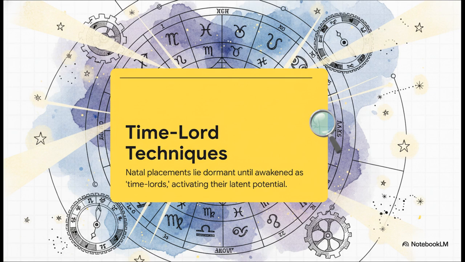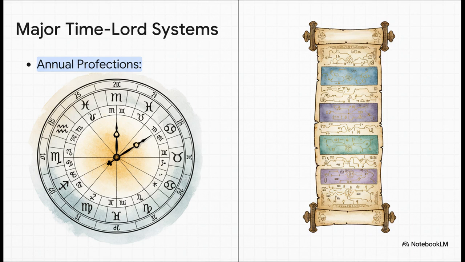months, or even days. Two of the most important systems that have been rediscovered are annual perfections. That's kind of like a clock that highlights a new theme in your life every year on your birthday. And the much more complex zodiacal releasing, which basically maps out the major chapters and even the subplots of your entire life story. Let's see that one in action.